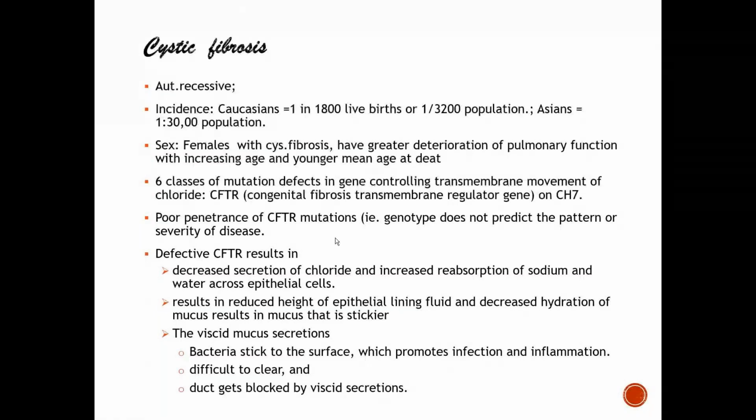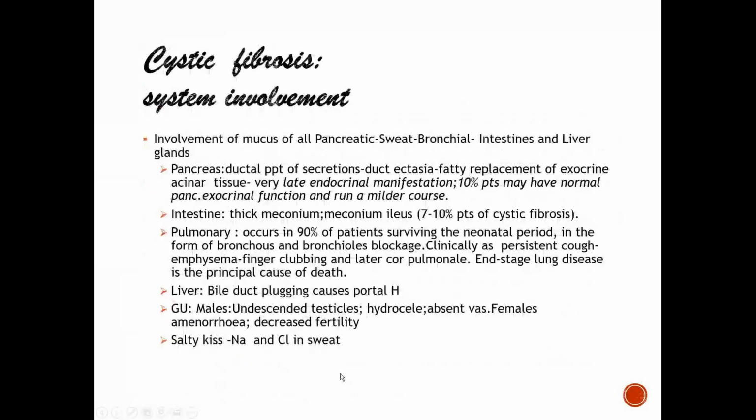Now, what does the CFTR gene do? The defect in the CFTR gene leads to decreased secretion of chloride and increased absorption of sodium and water across the epithelial cell. So what is happening in the epithelial cell? There is a reduced height of epithelial lining fluid and decreased hydration of mucus. So mucus becomes thick, viscid and stickier, and this viscid mucus tends to clog inside the ducts. The bacteria stick to the surface. This is very difficult to clear, and the duct gets blocked by the viscous secretion. All this leads to what? Clogging, infection, inflammation. Okay, and it occurs where it involves a majority of exocrine glands.